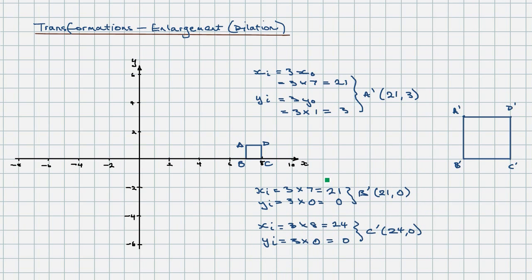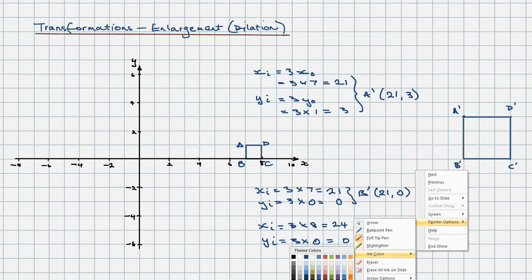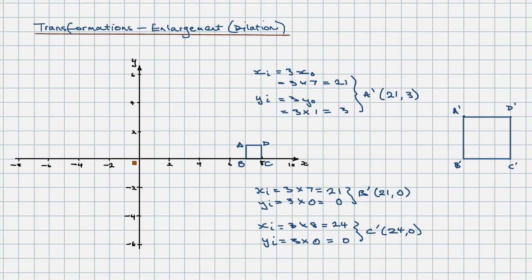So let's now draw a vector. In fact, let's use a ruler. So let's draw a vector to A from the centre of enlargement at the origin. Okay, give it an arrow to indicate its direction. Now let's call this vector V with a bold sign over the top. So vector V.